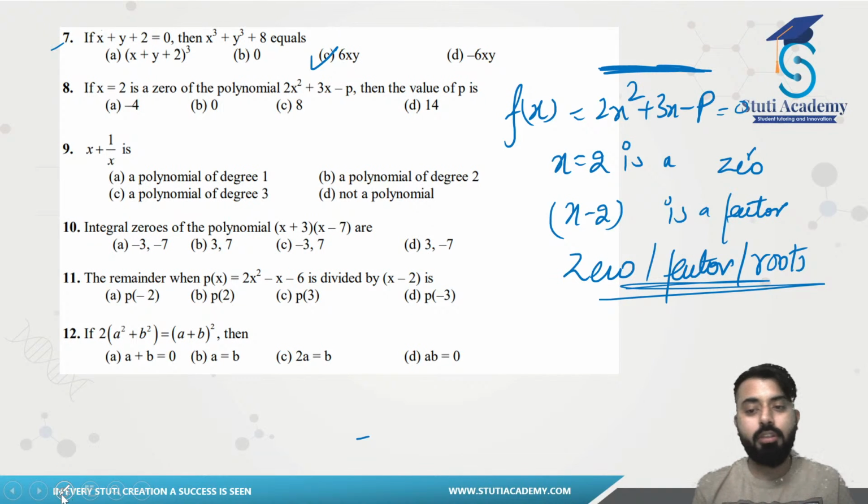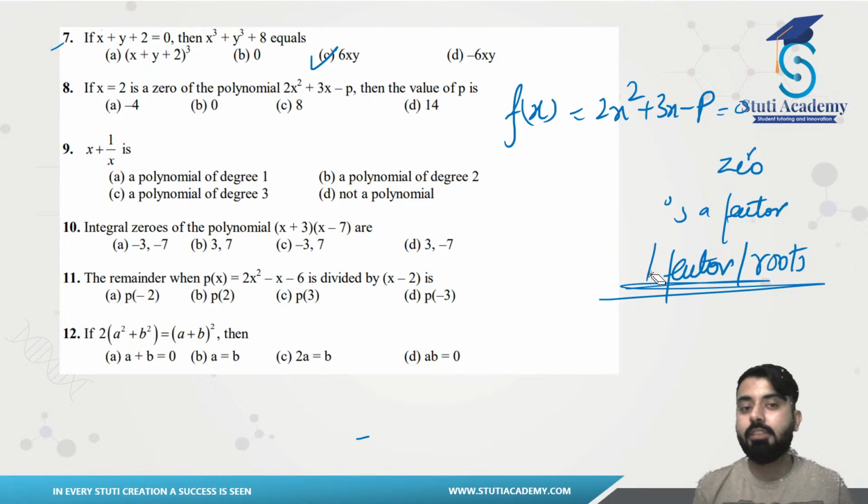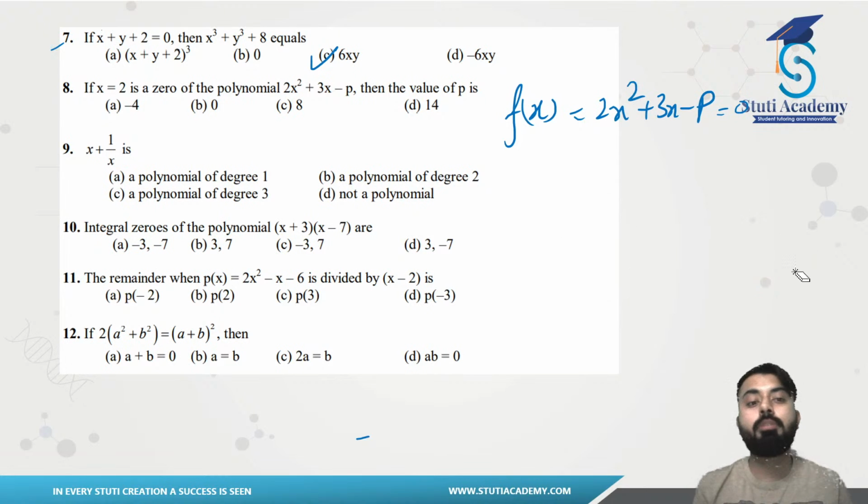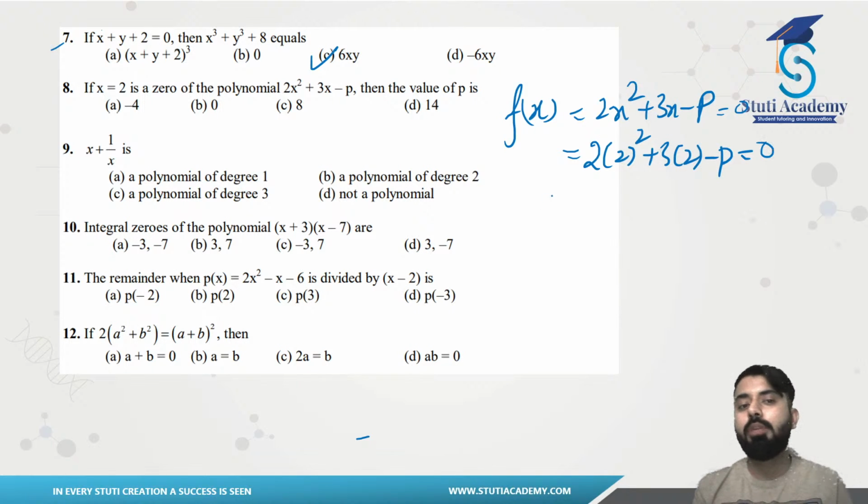So no matter what they call it, you should always remember that if it is a zero or a factor, that means your ultimate answer of the polynomial after substituting the value will be 0 itself. That is the whole point here. So if I put 2 here, it will be 2 into 2 square plus 3 into 2 minus p, and it will be equal to 0. Now we just have to find out the value of p. That will be quite easy.